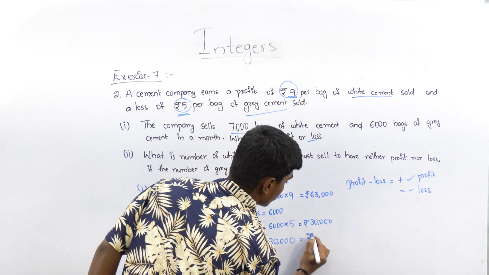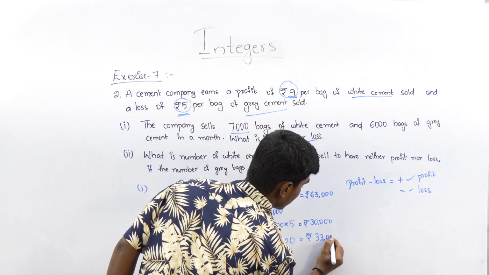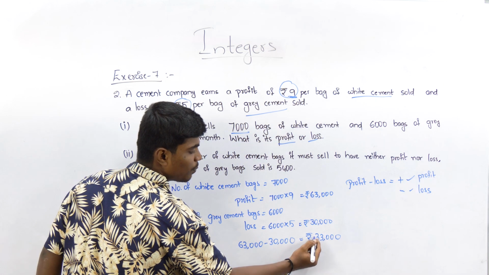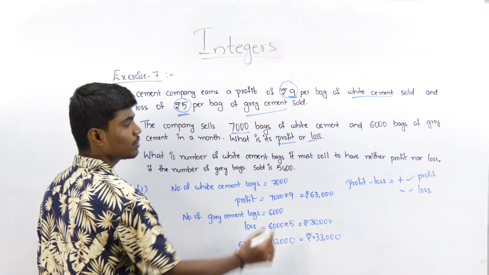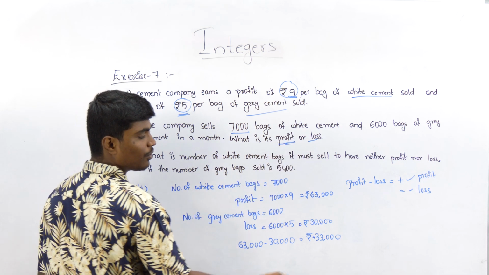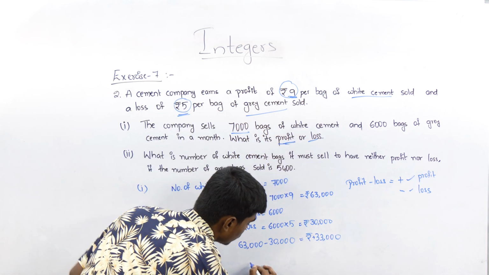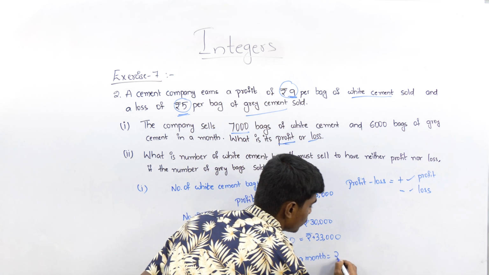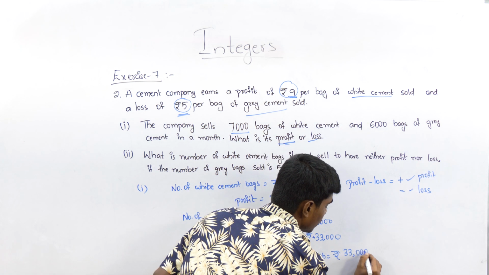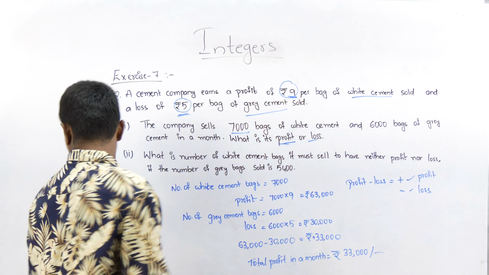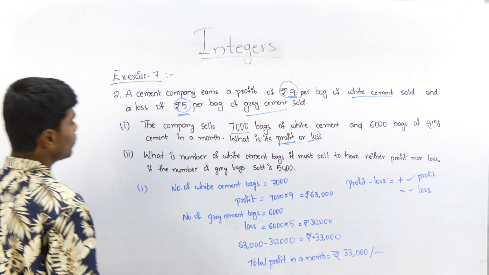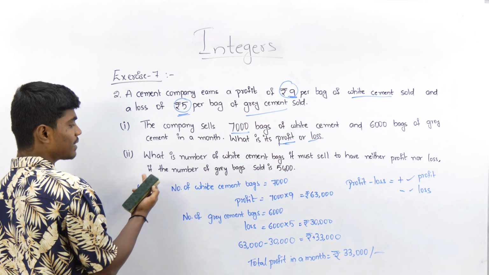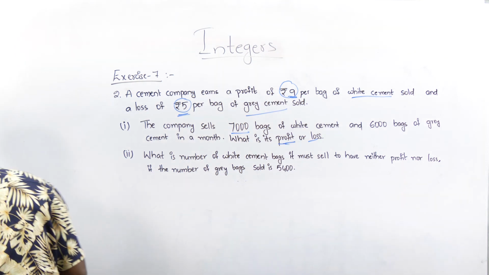So rupees 33,000. Here the value of result is positive. So this is profit. So he got profit. How much profit? 33,000 rupees. So total profit in a month is equal to 33,000 rupees. See, this is the solution for the first one. Now let's calculate the second one.